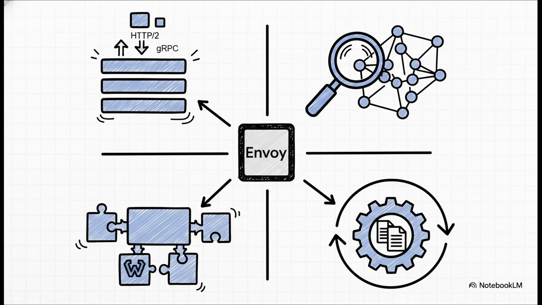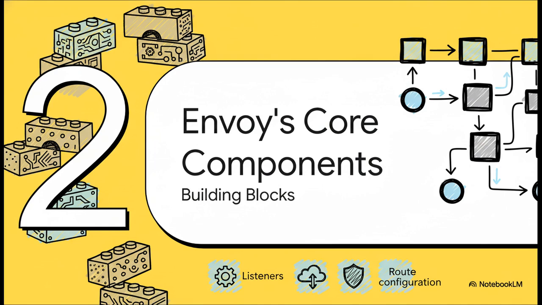But honestly, the absolute killer feature is its dynamic configuration. You can completely change routing, security policies, anything, all without ever restarting the proxy or dropping a single connection. That's a game changer. So, how does Envoy actually pull all this off? Well, to get it, you really only need to understand 4 key concepts.